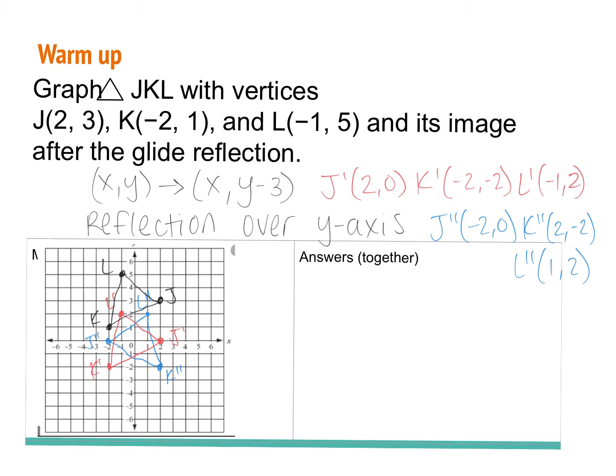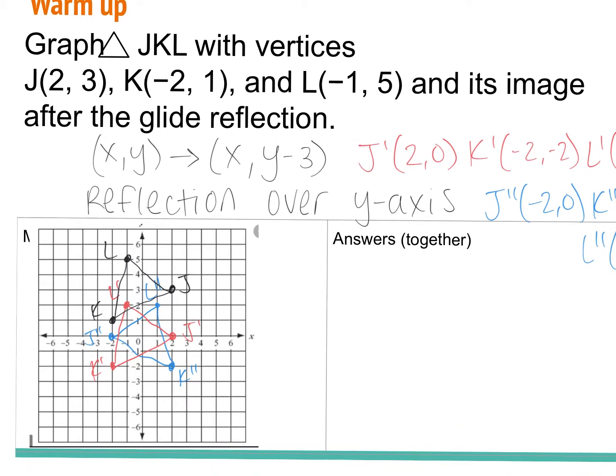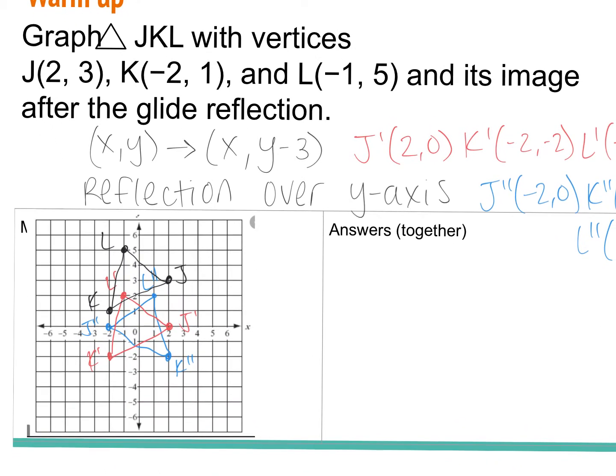Guys, hear Ronnie's question? This one just said graph, correct? Do you need to find the coordinates of J prime, K prime, L prime? No, it's only to help you. So you do not have to find the coordinates of each. You can just know, I knew my translation's moving it down 3, and then I know I need to reflect it over the y-axis. If you're a visual person, you can visualize it.